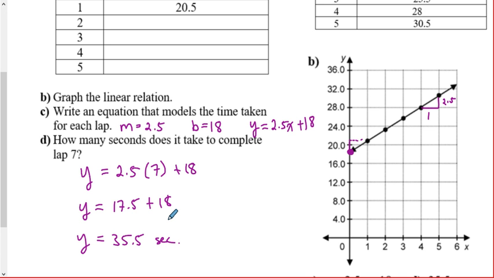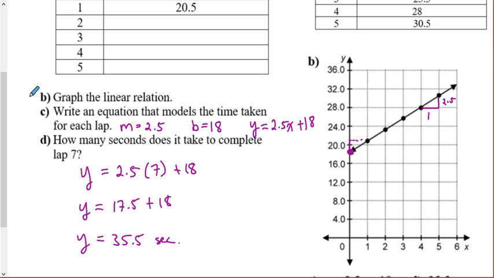So that's a pretty tricky one. Got to fill in our table of values, got to do a graph on Desmos, need to look at what our y-intercept is going to be, need to figure out what our slope is going to be to make our equation, and then use it to make a prediction about further laps down the road. Pretty tricky.